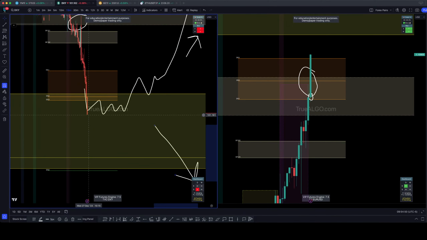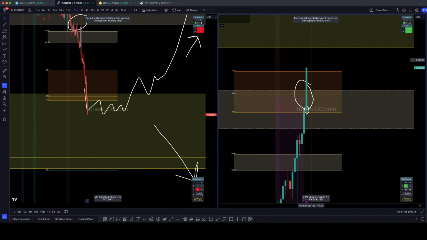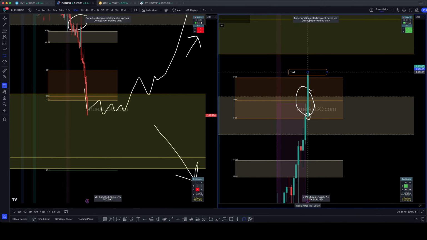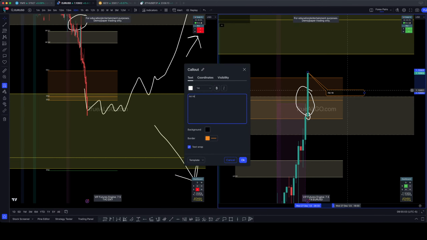DXY looks great, super bearish. Euro is super bullish. Let it continue going up. There's no reason to short the euro right now. Look for reasons for price to go up, not lower. If I need to put the note. No reason to go lower right now until below the box.